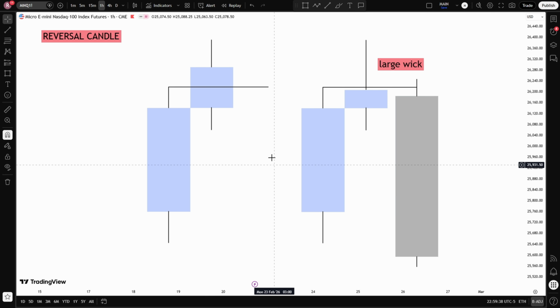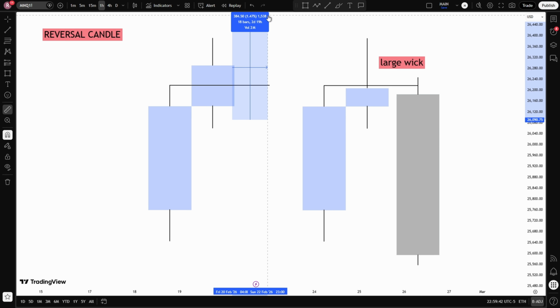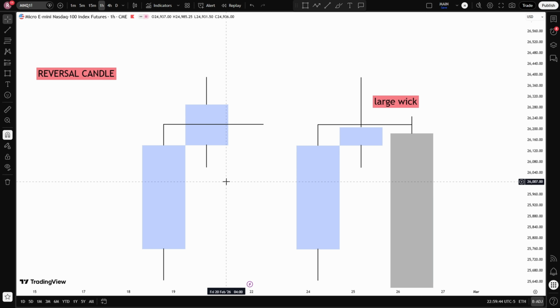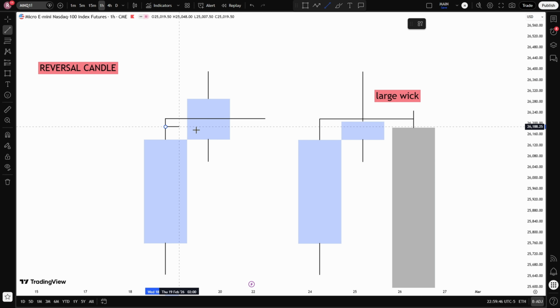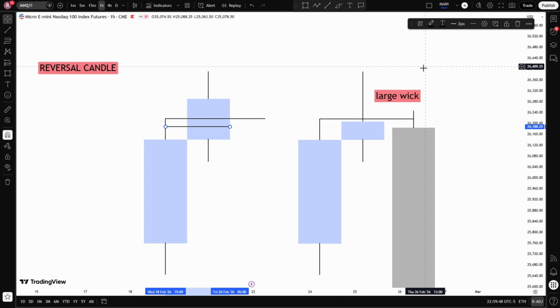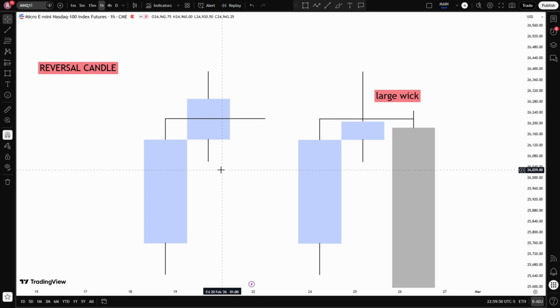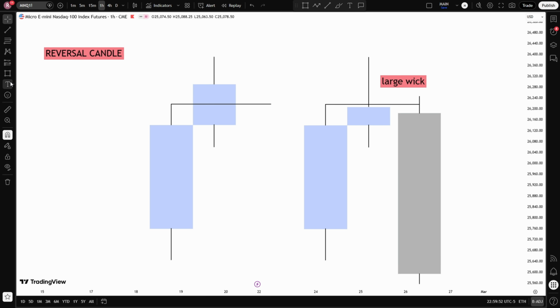So here you can see the difference clearly. If we have a small wick, that is when we can consider trading candle 2, especially if it is supported by a change in the state of delivery on the lower time frame. The small wick tells us price has not consumed much of its range in the opposite direction, so there is still room for expansion within that same candle.